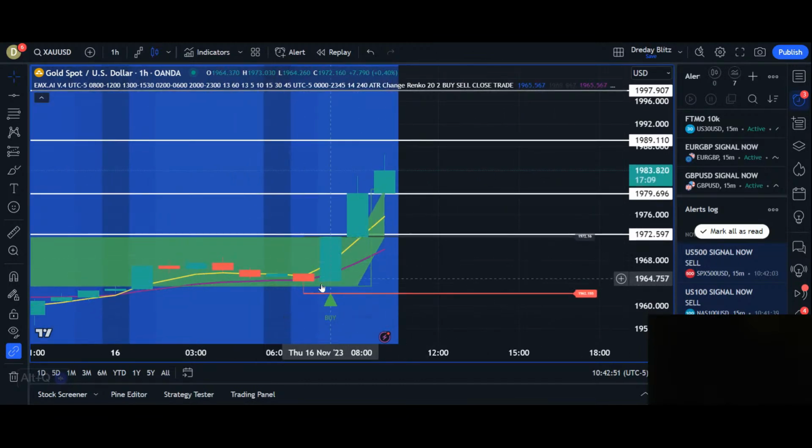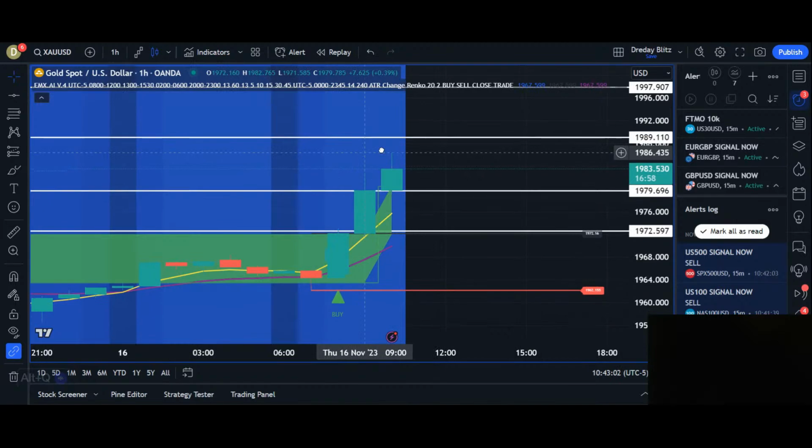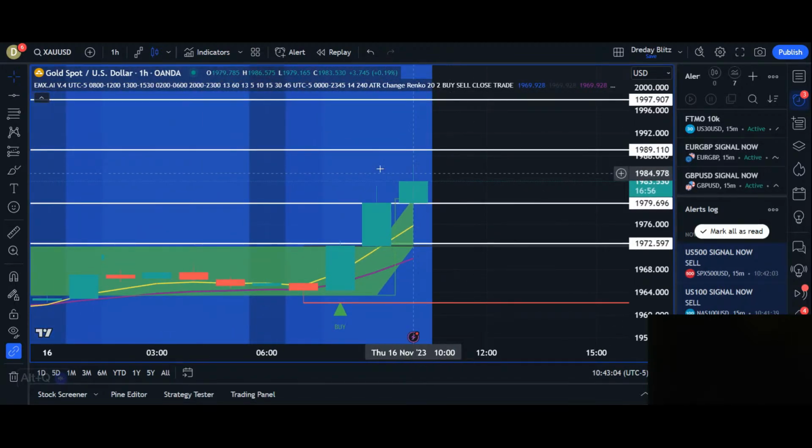So your entry was on that Renko bar. Next Renko bar close is the first TP. So it's already there. It's going to the second TP zone right here. Okay. And make sure to lower your lot size if you're trading gold. That way, you're going to be well in profit, and you're able to ride it out.